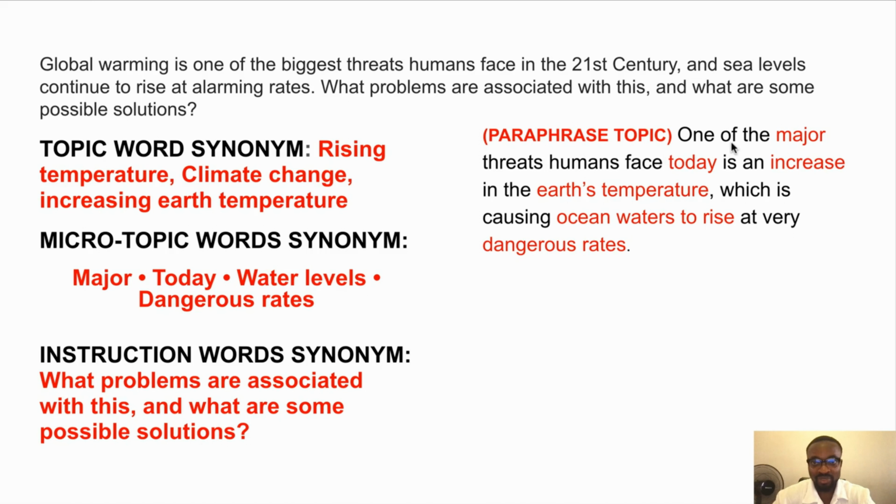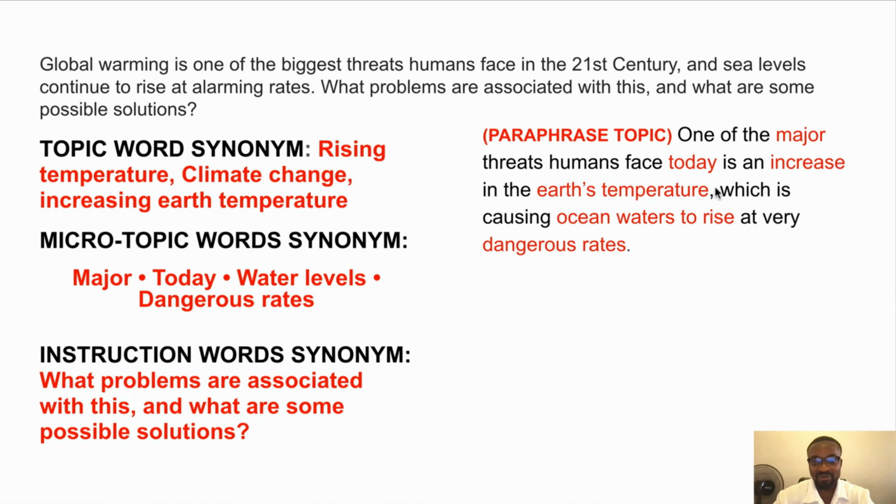So this is what we have. One of the major threats humans face today is an increase in Earth's temperature, which is causing ocean waters to rise at very dangerous rates. So you can see how I placed some words here in red. These words in red represent the original words that have been replaced with synonyms. So instead of saying biggest threats, I replaced that with major threats. Instead of saying in 21st century, I replaced that with today. Instead of saying global warming, I say increase in the Earth's temperature.